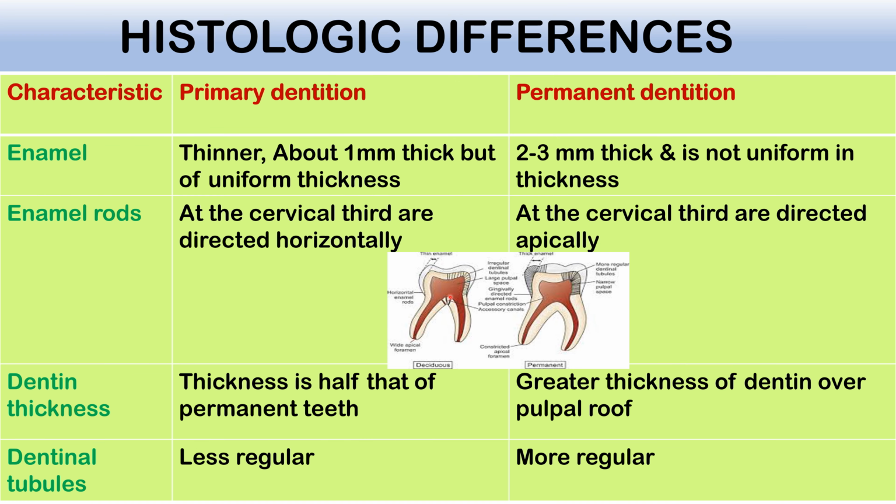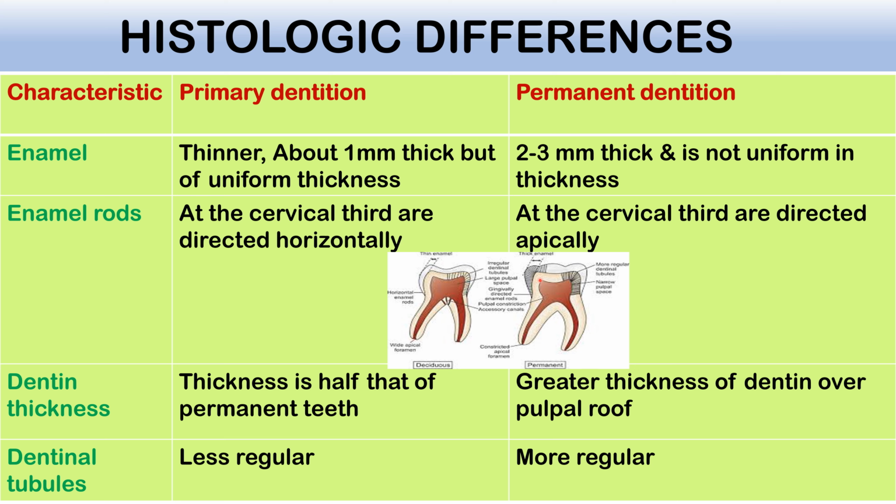Now let's explore the histologic difference between primary and permanent dentition. The first difference in terms of enamel, which is thinner and about 1 mm thick but of uniform thickness in the primary dentition, whereas it is 2 to 3 mm thick and is not uniform in thickness in the permanent dentition.